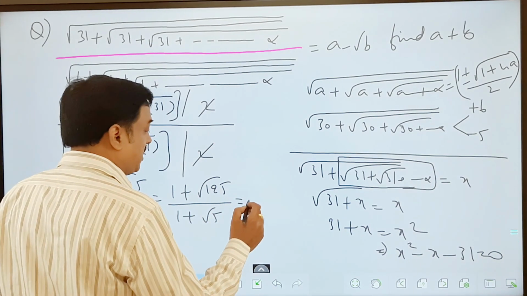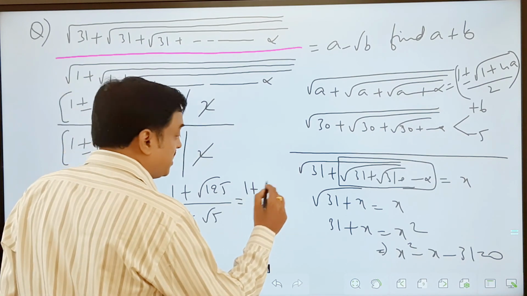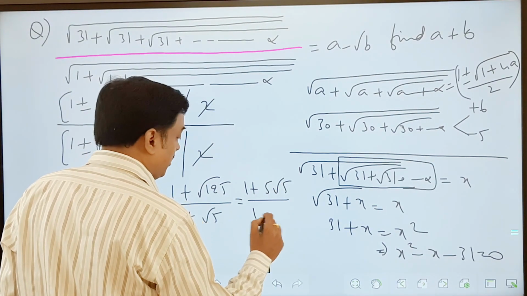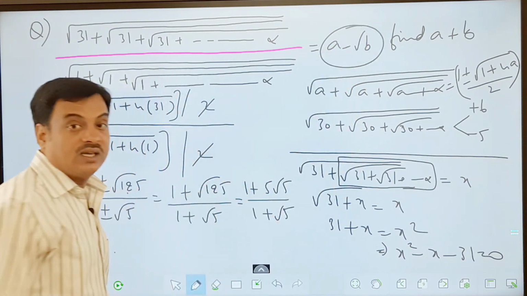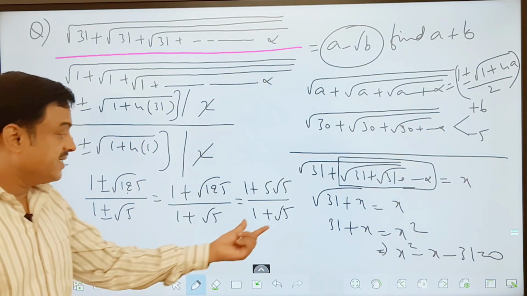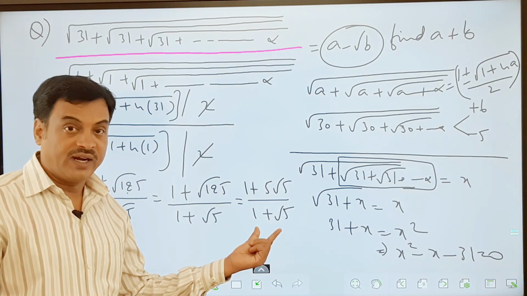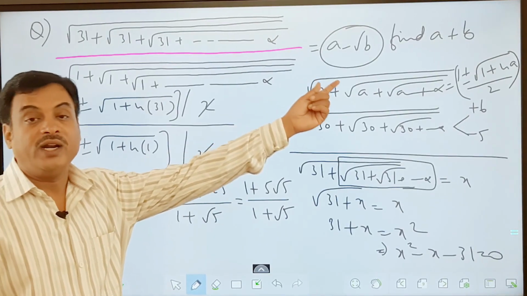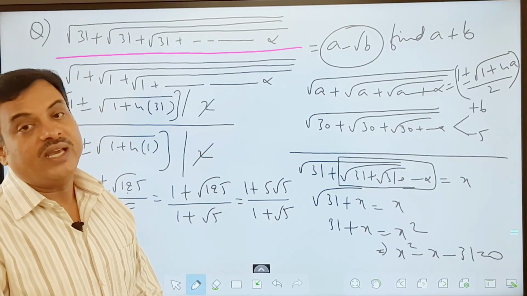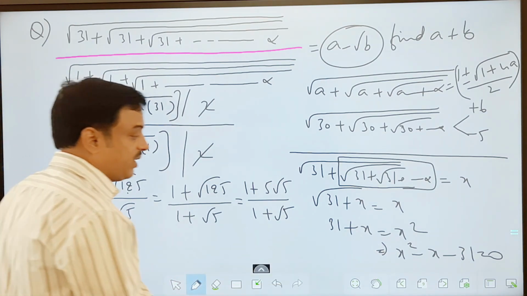So the final answer to me is 1 plus, how much do you get? 125 can be written as 5 root 5, by 1 plus root 5. Rationalize, you will get it in the form of a minus root b. What is the rationalizing factor of this? We all know the rationalizing factor is root 5 minus root 1. Do that and you get some value equivalent to a minus root b. Then from there you can find the a value and b value. Okay, so you can do that, my friends.